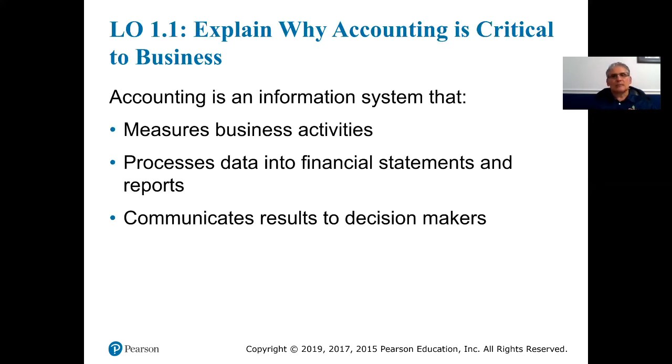So learning objective number 1, explain why accounting is critical to business. Accounting is an information system that measures business activity. When we say measures business activity, we talk about the financial statements. We talk about the income statement, which shows whether or not the company was profitable for that period of time. That's what we mean by measuring business activities. Accounting information systems also process data into financial statements and reports, and then it communicates results to decision makers. In the end, accounting is about creating information that is then going to be distributed to interested users. These interested users are going to take that information and make decisions based upon that information they're provided.